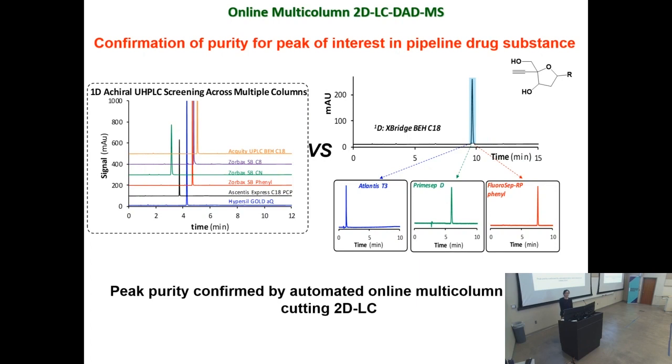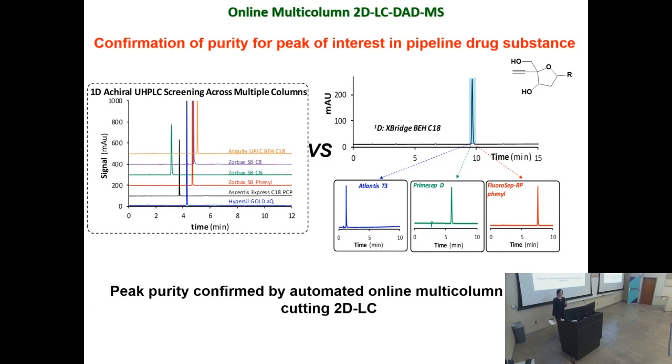This is another example in which we can use online multi-column 2D-LC to confirm the peak purities. Qinggang already talked about that. We also use that. For example, we got a method from the project group. They want to make sure the method is good enough to separate all the impurities, and that there is no impurity peak hidden underneath the peak.